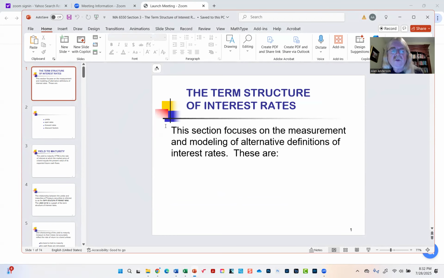So we'll go right back to the beginning and remind ourselves that the term structure of interest rates refers to the relationship between the yields on usually treasury bonds and their maturities. So let me show you a quick example of this.